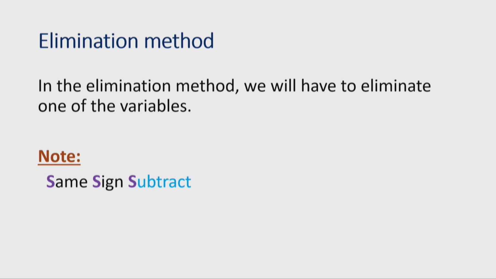Now, one small tip on how to proceed. If you want to eliminate, let us say, x, we need to check the sign in front of x. If we have the same sign in both equations for x, then we will subtract. If we have opposite sign, we will add. But before you add or subtract, you need to make sure that the coefficient of x in both equations are same. So let us have a look at some examples to better understand the elimination method.